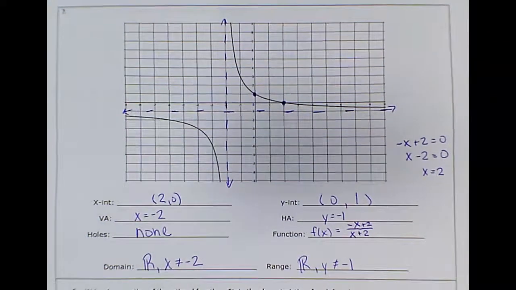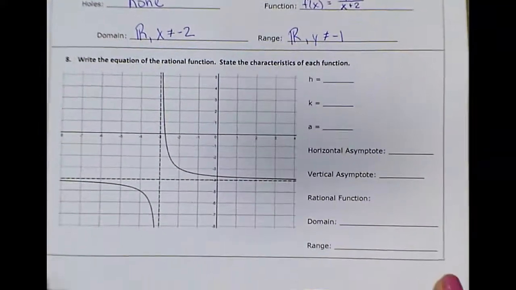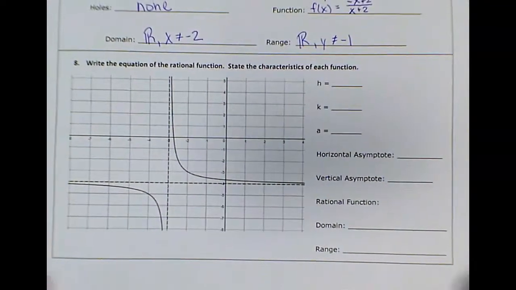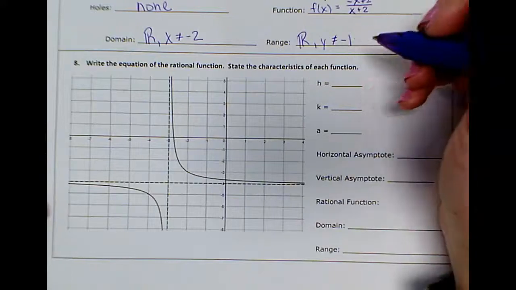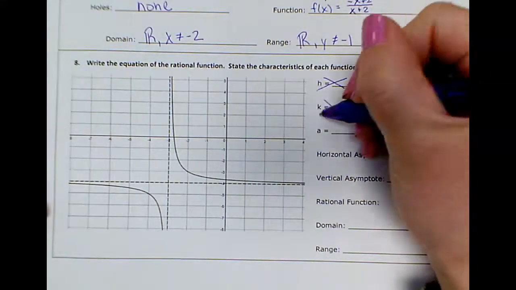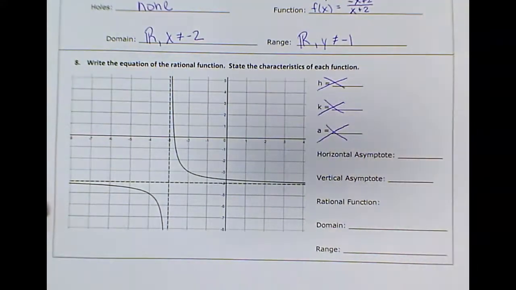Move down to the next question. It says, write the equation of the rational function, state the characteristics of each function. This problem, I'd like for you to ignore the H, the K, and the A, because that's part of a different type of problem that we haven't seen yet, and I forgot to take those off of the review. However, we can identify the asymptotes in the domain and range.